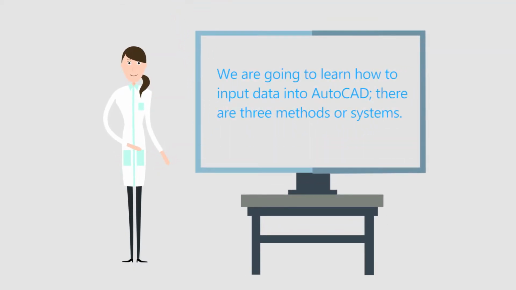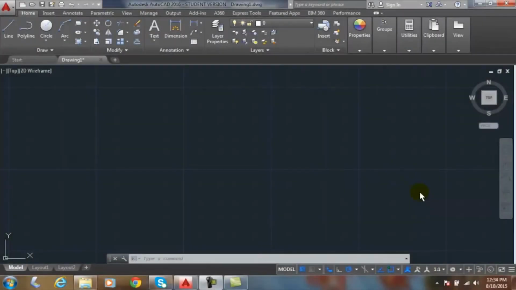In this video, we are going to learn how to input data into AutoCAD. There are three methods or systems that we can use. We have three different coordinate entry methods. The first method is called absolute coordinates. We are going to locate points based on their measurement from the origin, or their absolute values from the origin.